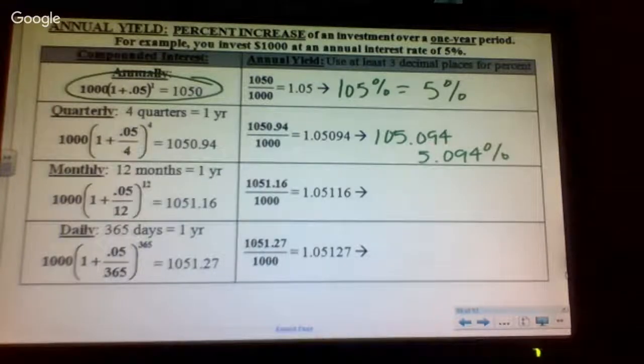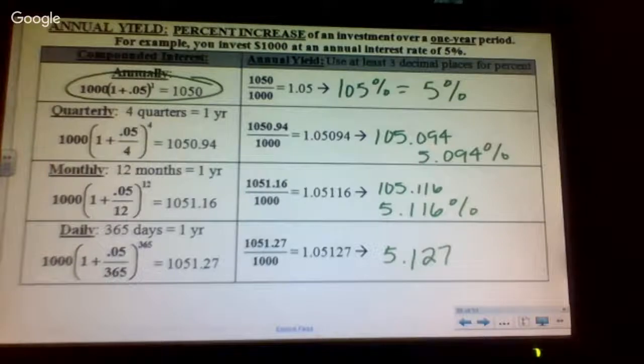Twelve months has an annual yield of what? What's this look like as a percentage? 105.116. How much higher than 100 is it? 5.116. And finally, daily: 5.127%. So while you do gain just a little bit more money, it's not all that much percentage-wise. It hasn't even gone up by 1%. It's only gone up by 0.1.